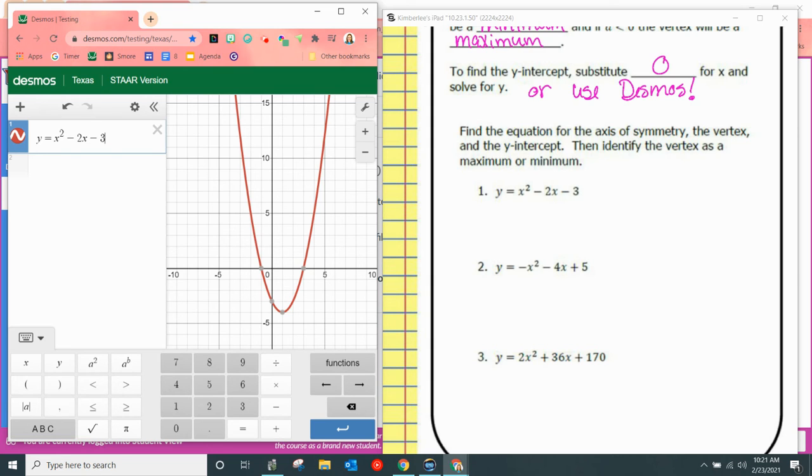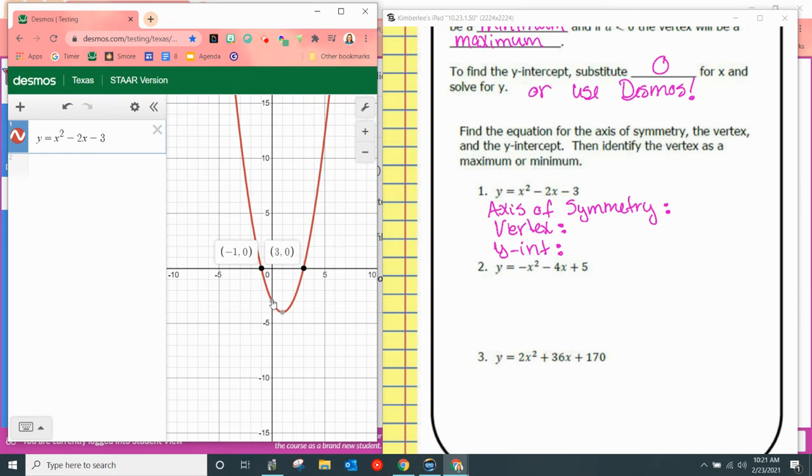So we're looking for the axis of symmetry. We want to know the vertex. And we want to know the y-intercept. Okay, well the axis, let me let my computer catch up here. Oh, it's all digital, pixelated too. That's weird. Okay, so we have, see how we can click on all this stuff right here?